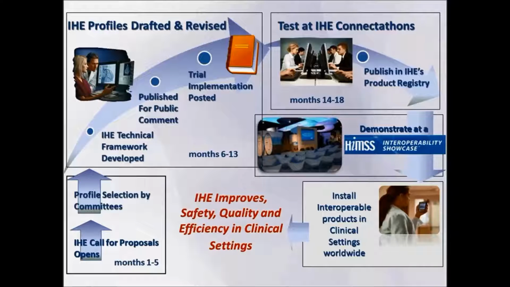positive improvement. And then we publish the trial implementation version. The trial implementation state means it is ready for testing at an IHE Connectathon, which you see in the top right here. And then after testing at the Connectathon, vendors can choose to publish their conformance statements in the IHE product registry. And then following the Connectathon testing, there's opportunities to demonstrate at events like the HIMSS Interoperability Showcase. And then finally, the ultimate end goal is to have this installable at end-user products and clinical settings around the world to improve safety, quality, and efficiency. You can go to the next slide.